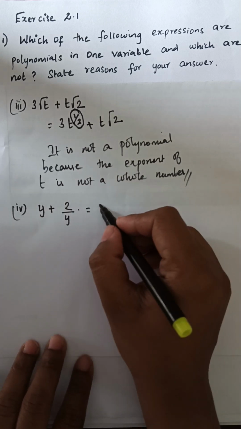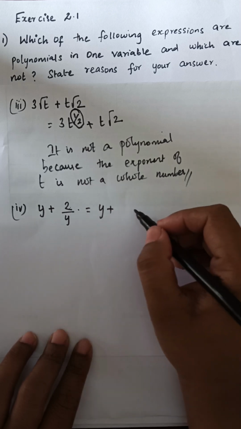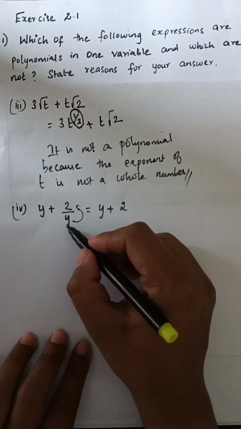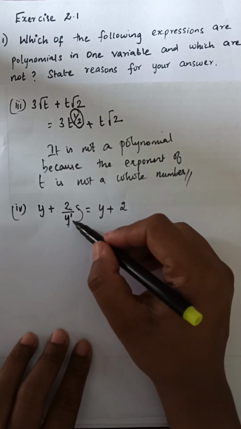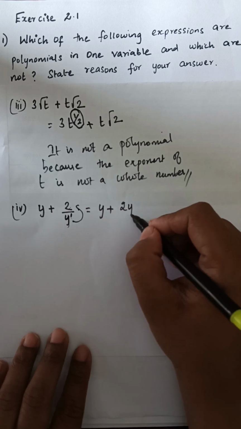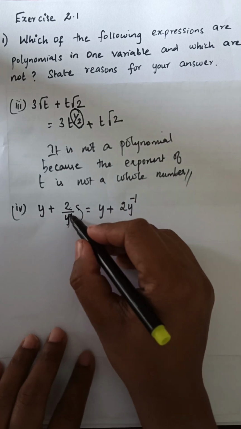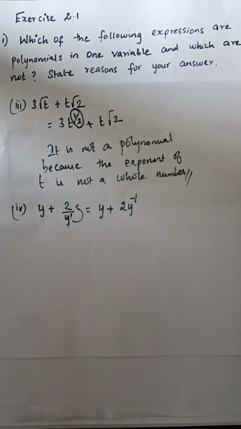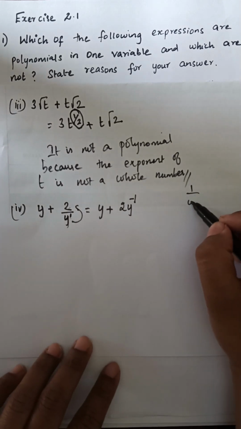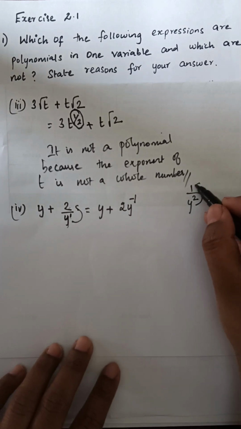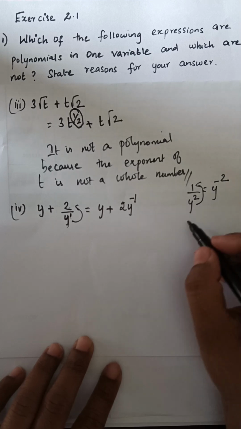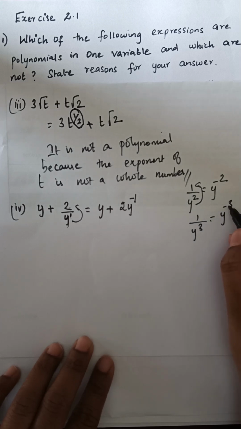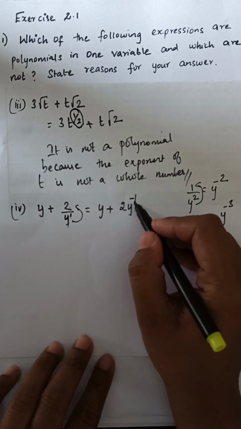It's very easy. So y plus 2 by y is there. So just bring this denominator to the numerator. Actually y means it is y power 1. So if you bring this to the numerator, it will become y power minus 1. Suppose if it is y power 2, then if you bring it to the numerator, it will become y power minus 2. Suppose y cube is there, when it comes to the numerator, it will become y power minus 3. Similarly, it becomes y power minus 1.